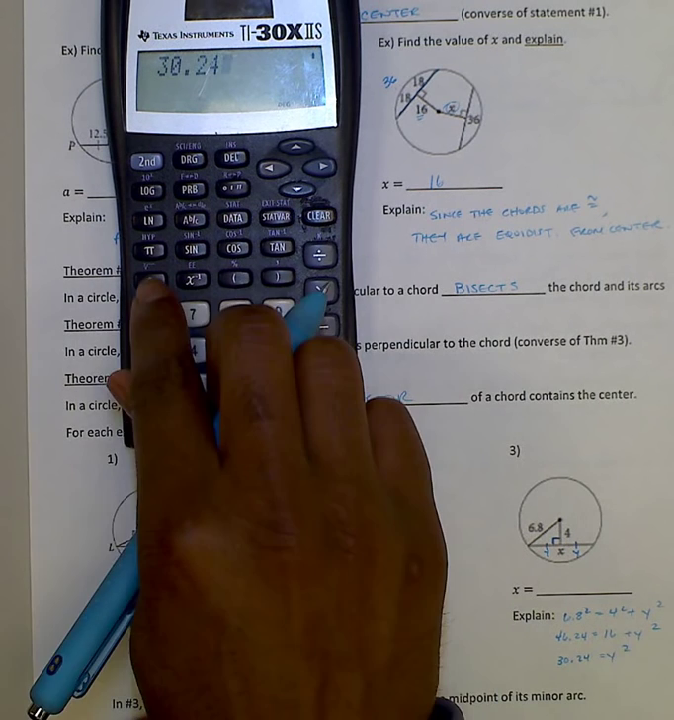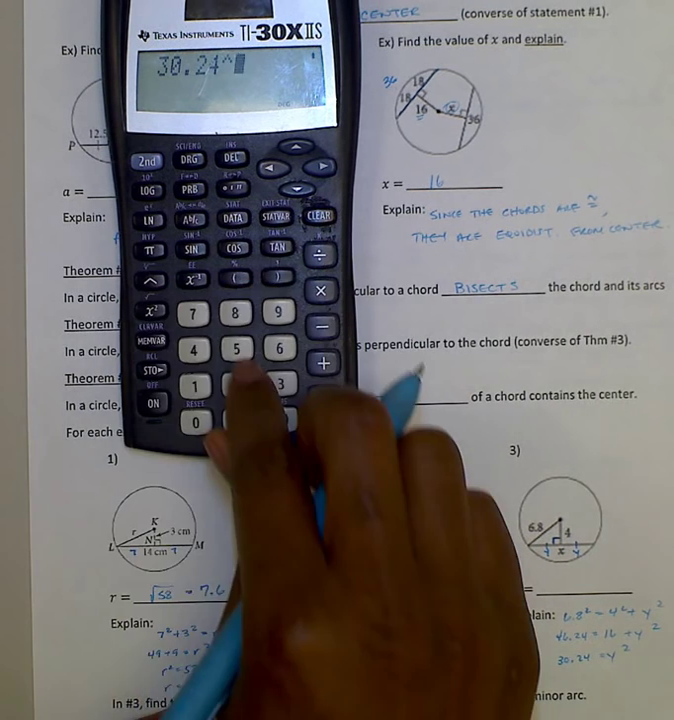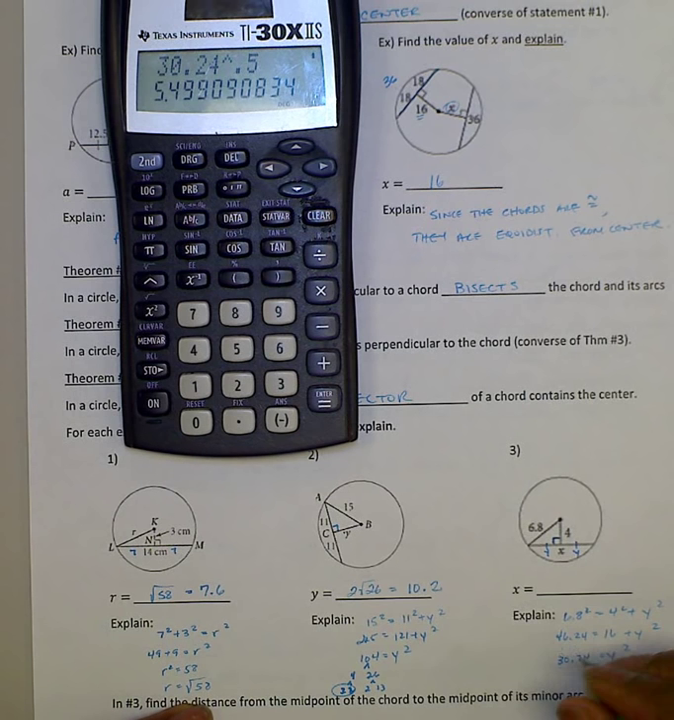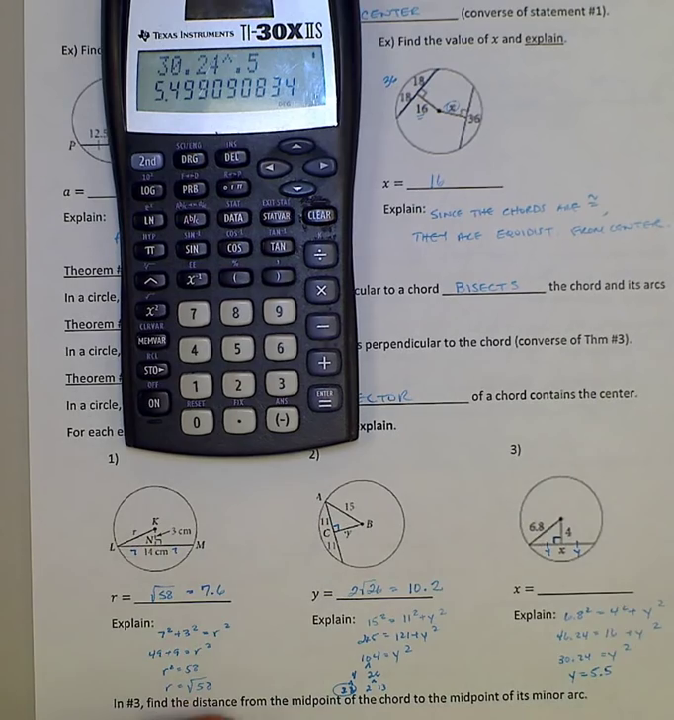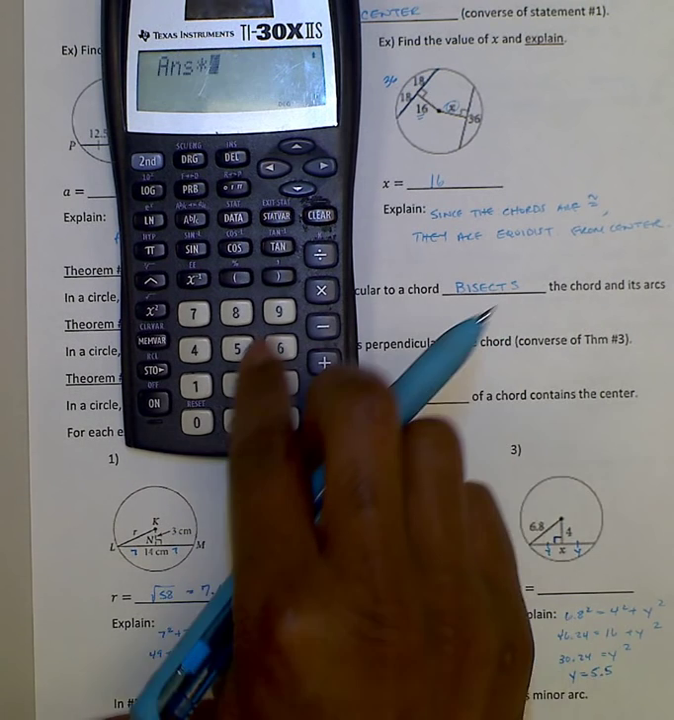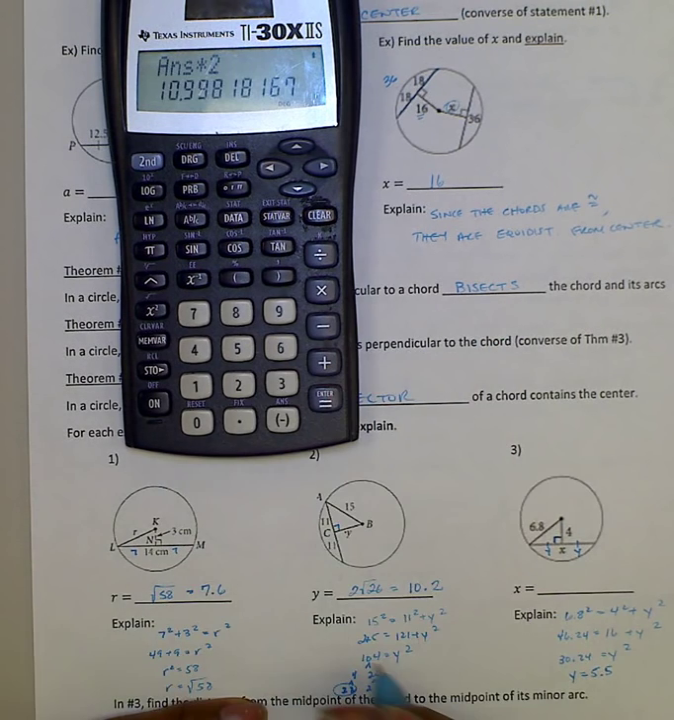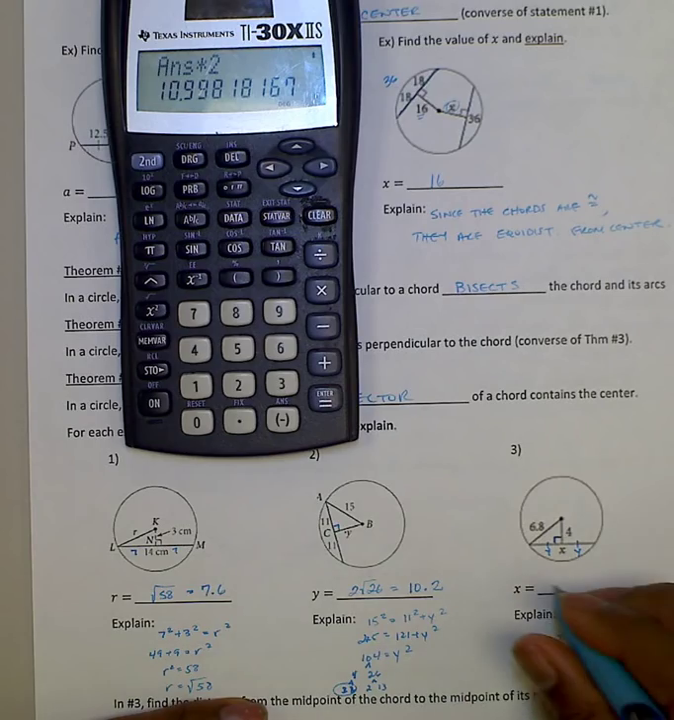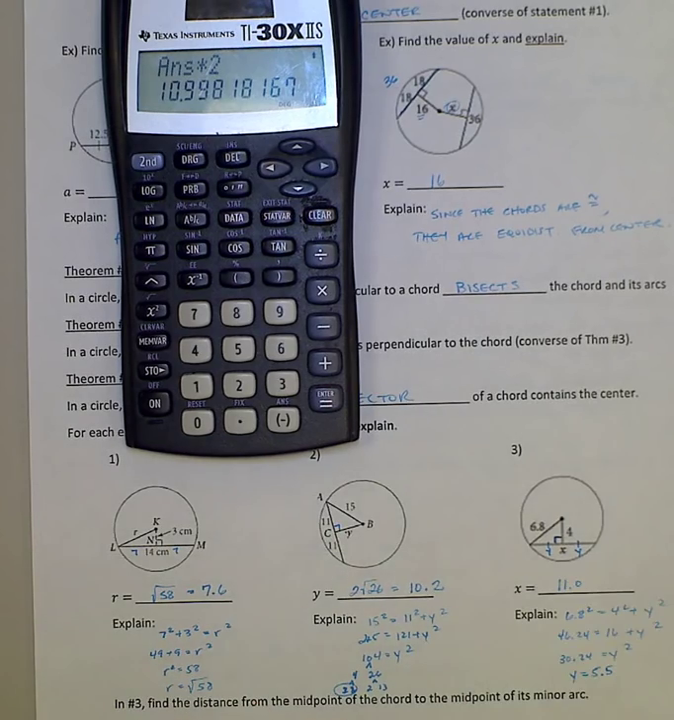I'll take the square root of that. And so we get y to be 5 point, and I'll just make it 5.5. Okay. So y is 5.5. We see that there are 2 of those, so times 2, and that gives us 10.998. If we rounded it, we get x equals 11. Okay.